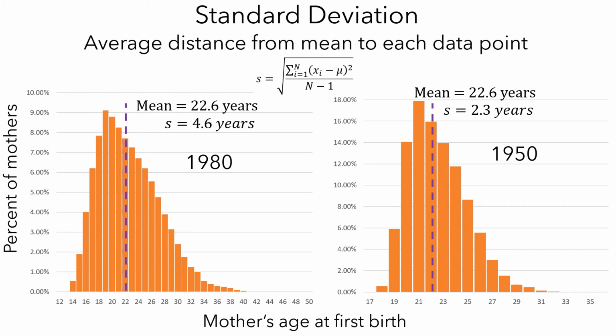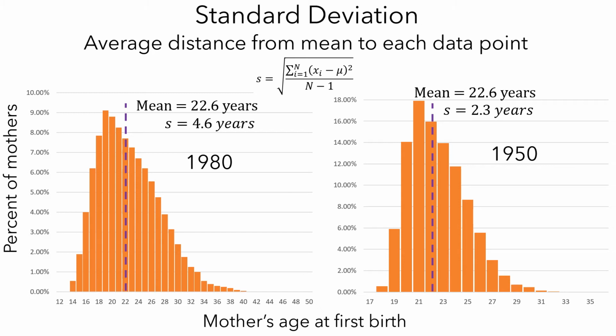This tells us that individual mothers tended to have their first child when they were 22.6 years old, but in the entire sample, mothers tended to be 2.3 years younger or older than the mean when they had their first child. And we should keep in mind that both mean and standard deviation are affected by the distribution having outliers or being skewed, as is the case here. So these might not be the best measures of center and spread.